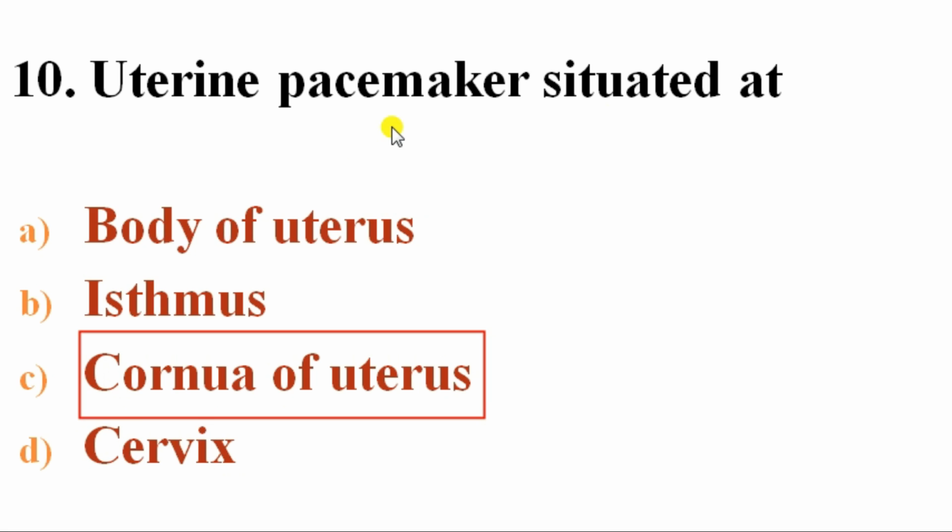What is uterine pacemaker? That is the area in the uterus that stimulates the uterine contractions, that is contraction of the myometrium during labor process. One or more areas in the uterus that stimulate the contraction of the myometrium during labor process are known as uterine pacemaker. And this uterine pacemaker is located near the opening of the fallopian tube. The points where the uterus and the fallopian tube meet, that is the cornua of the uterus. So cornua of uterus is a uterine pacemaker.